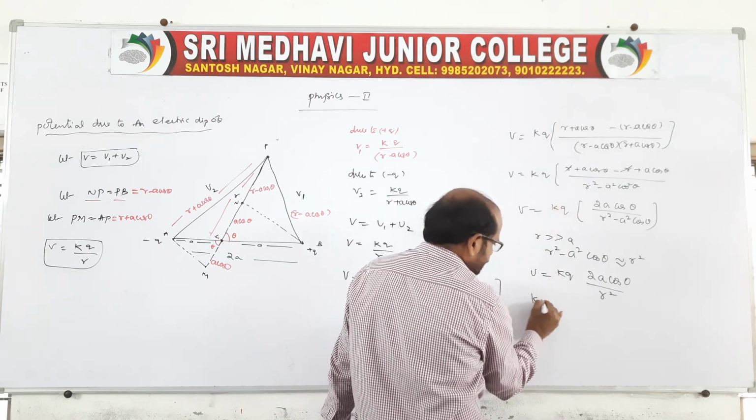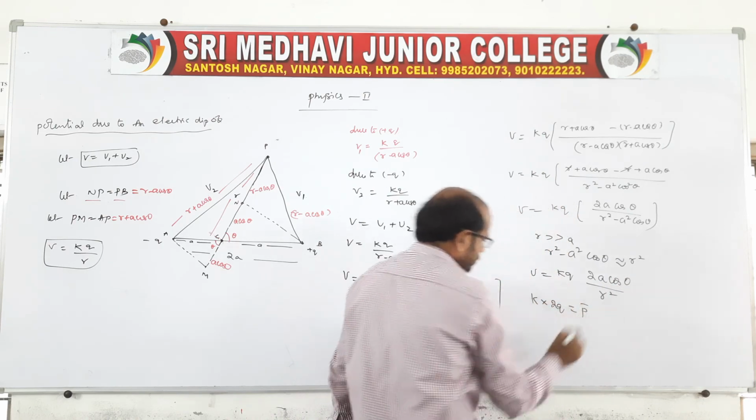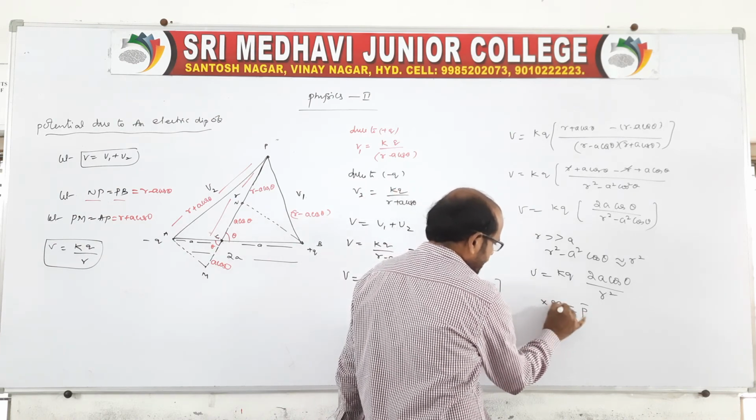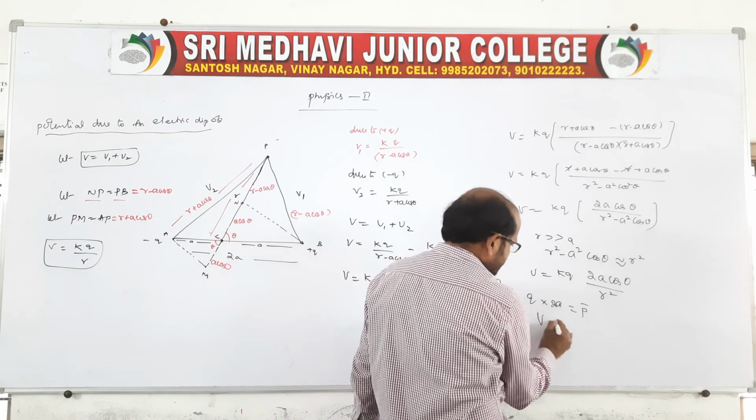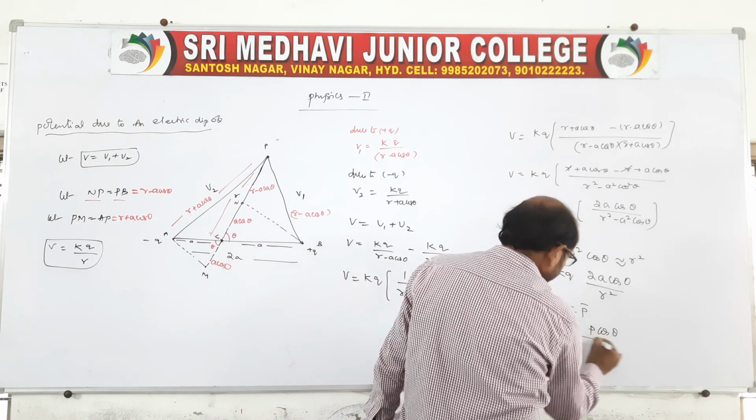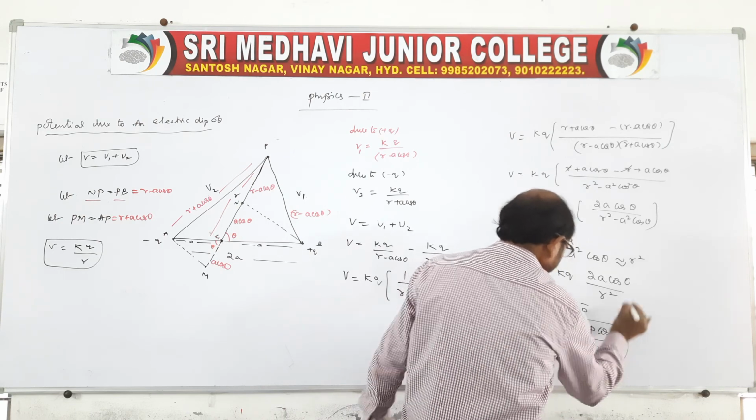So here K into 2A Q is nothing but P, the dipole moment. I am sorry to say, it is Q into 2A. So V is equal to K into P cos theta by R square. You remember this expression from the previous chapter, I told you this.